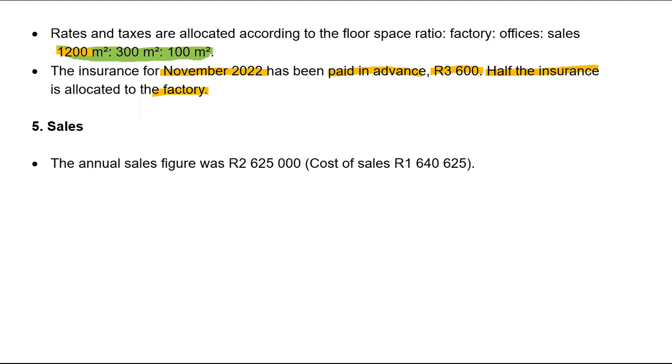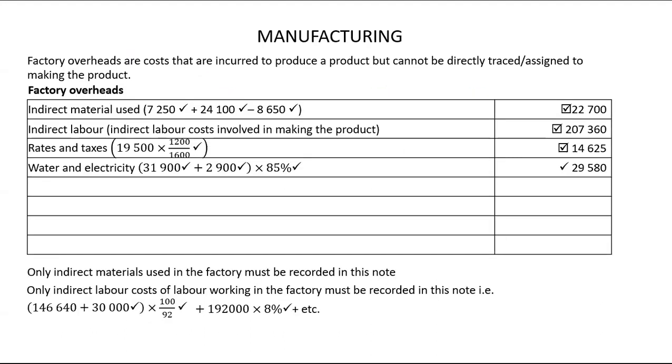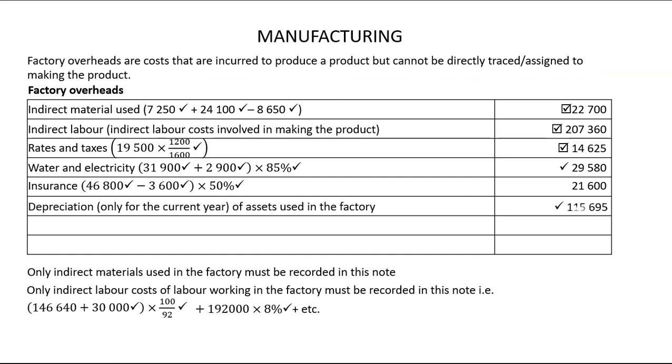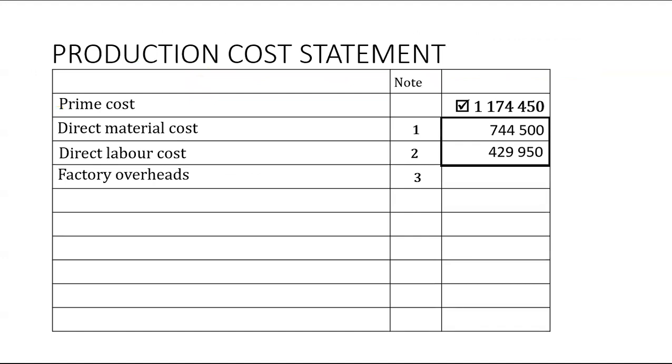So what am I going to do first? I'm going to take my insurance, subtract that 3,600, and then times it by 50%, or you divide it by 2. It'll give you 21,600. Depreciation of anything that belongs to the factory will be added here, and then we're going to add the loss due to theft, which gave us 5,000. That'll give us our factory overheads, and our factory overhead cost will be 416,560. That 416,560 will come here to the production cost statement as factory overheads.